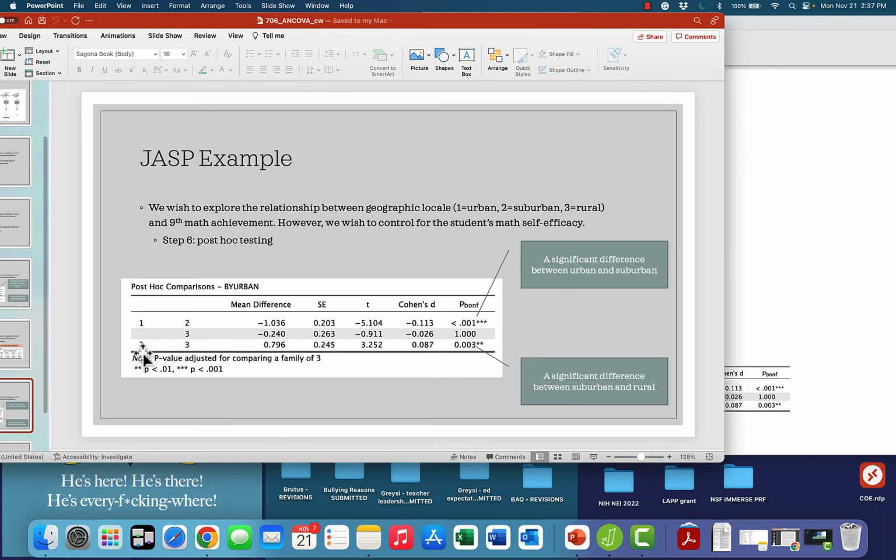We also see a significant difference between suburban and rural. And again, this is suburban minus rural, so it is positive, again showing us that suburban schools have higher math achievement on average. And again, our p-value here is 0.003, indicating that it is significant.